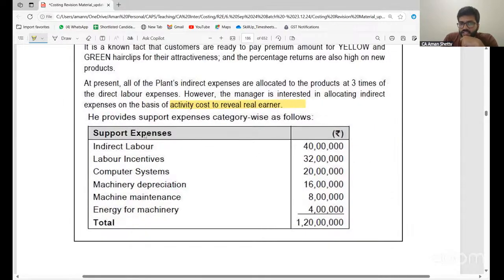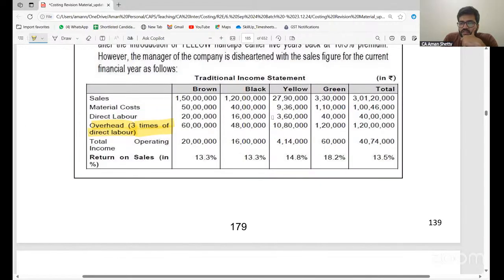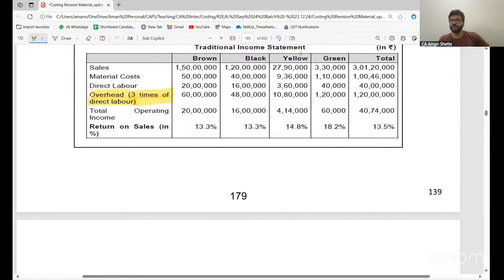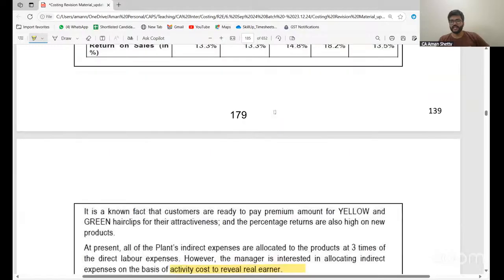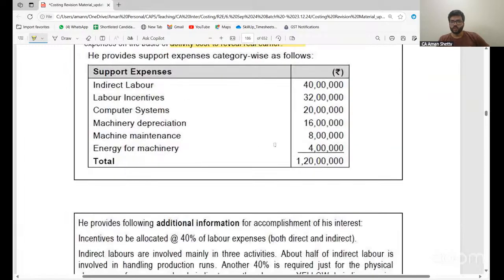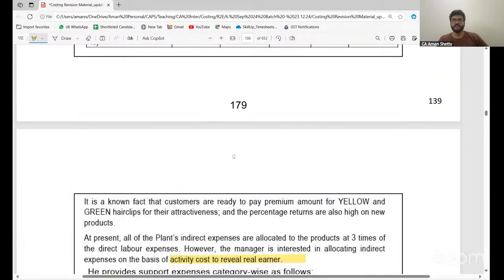So indirect labor, what is happening now? All of you look at this now. Actually, there is a premium that is coming with two products. But if you look at the operating income percentage, even for the product which is giving premium sales, the margin is low because it is taking 3 times of direct labor. So total overheads under both should always be the same, everybody.